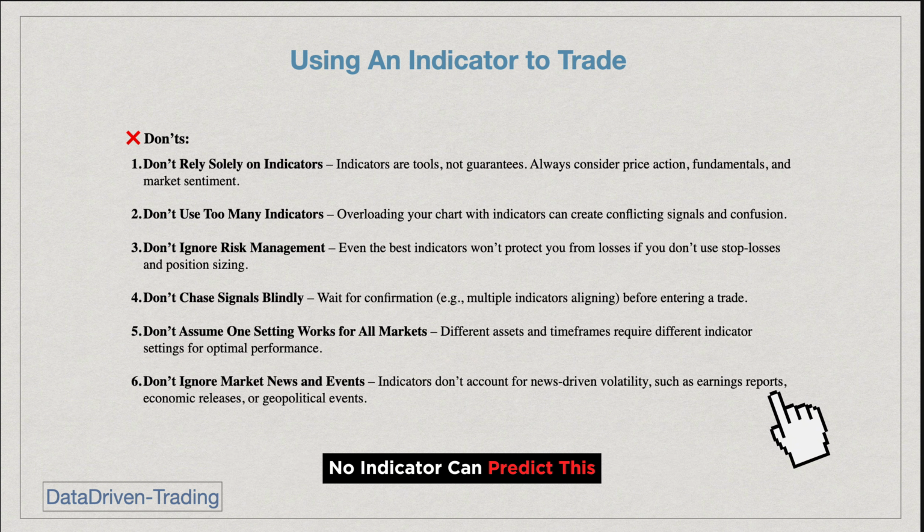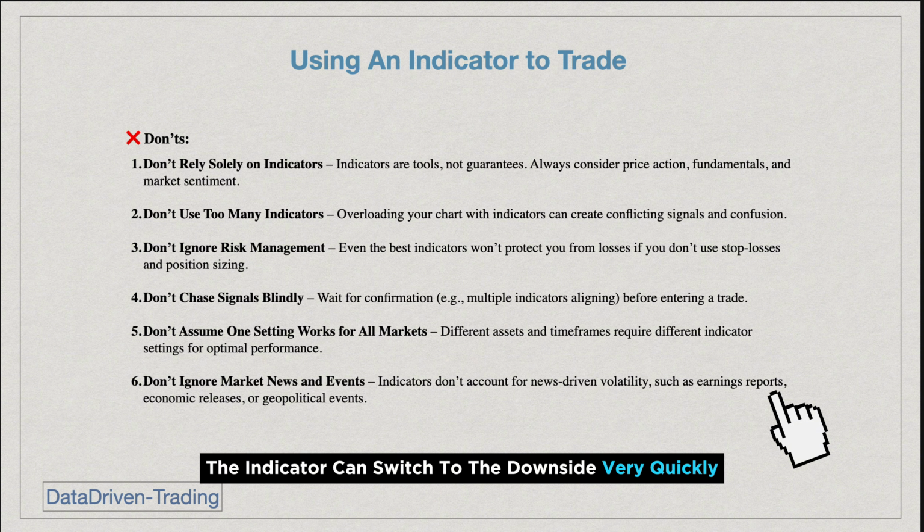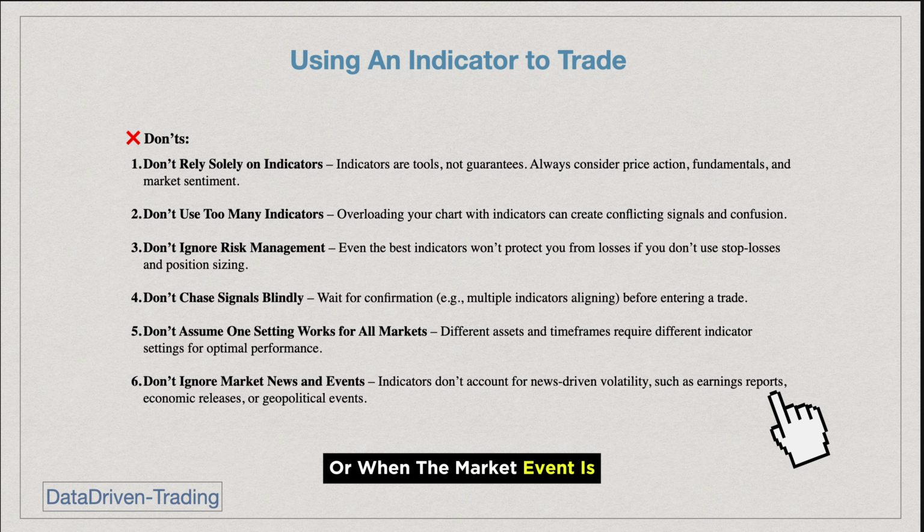No indicator can predict this. No indicator will help you if you actually ignore any of these. If the indicator is giving you a buy signal, but there's news at 10, the indicator can switch to the downside very quickly and you won't even have a chance to enter or exit. So you need to understand when the market news is or when the market event is.